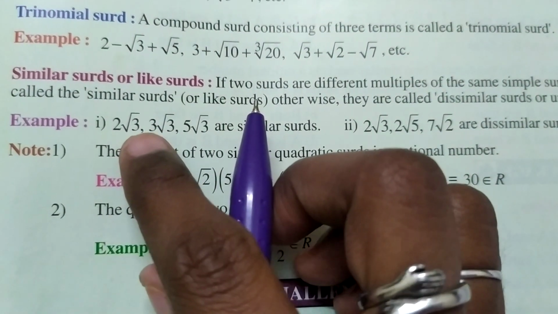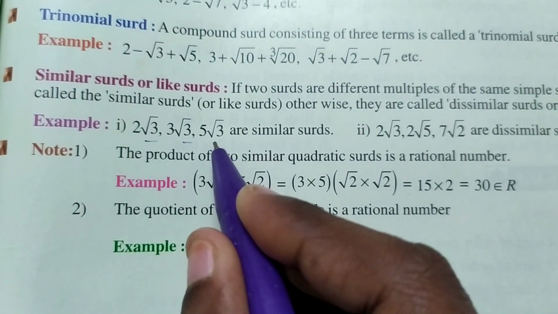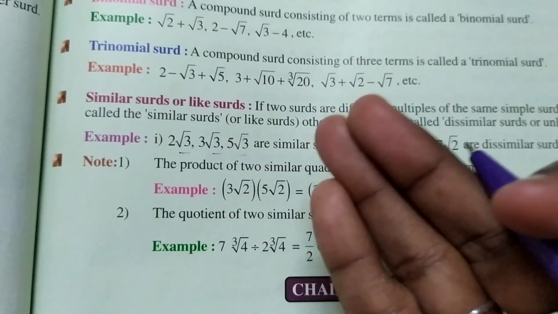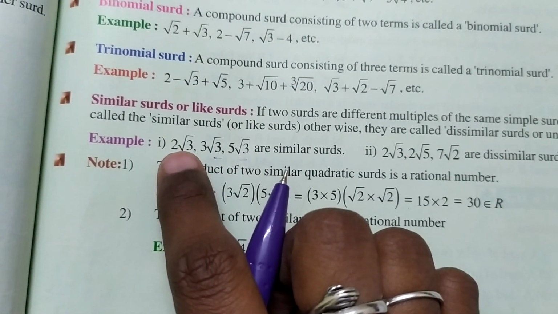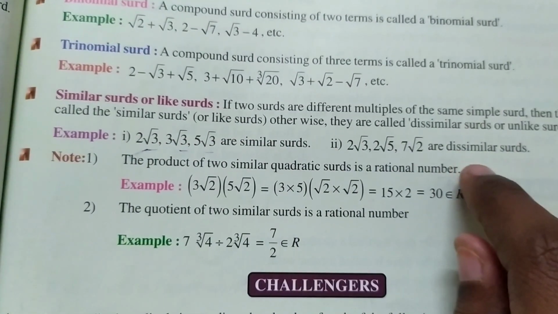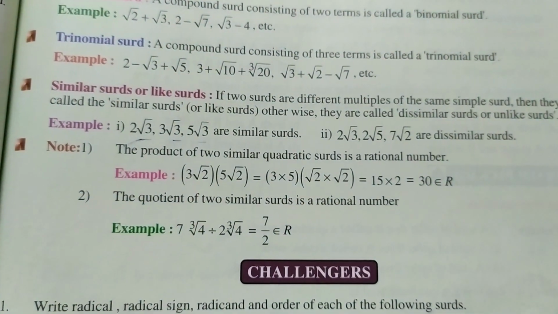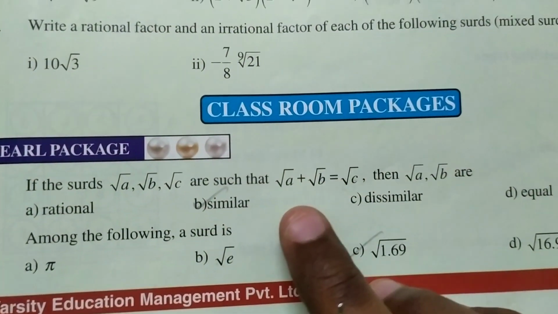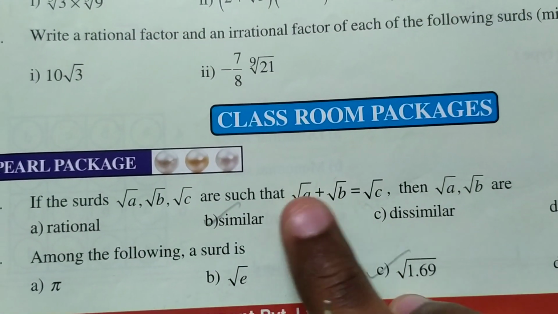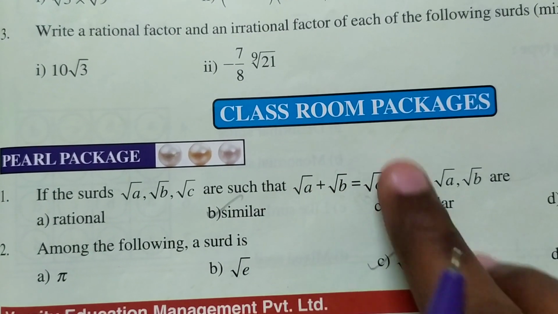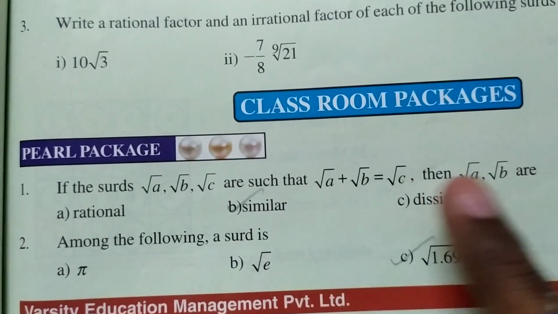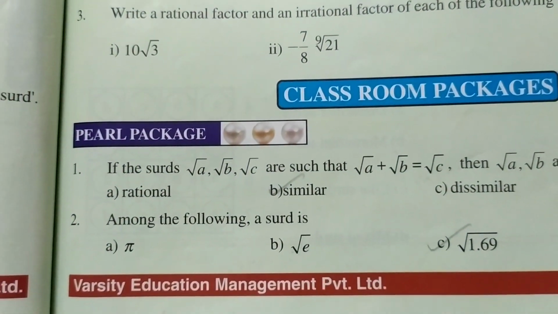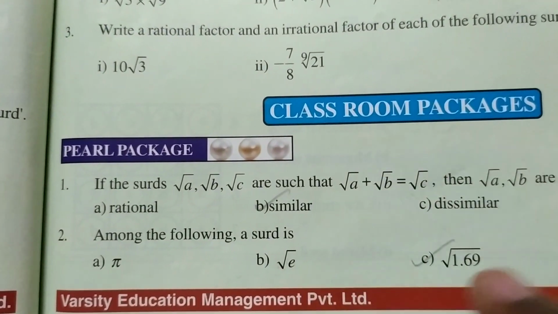Here we are having the same root 3, root 3, root 3. We can add only the similar surds. If you add the similar surds, you will get 10 root 3. But we can't add the dissimilar surds. Here the concept is we are adding those two things and getting one answer, which means these are similar surds. We can add only similar surds. That's why it is known as similar surds.